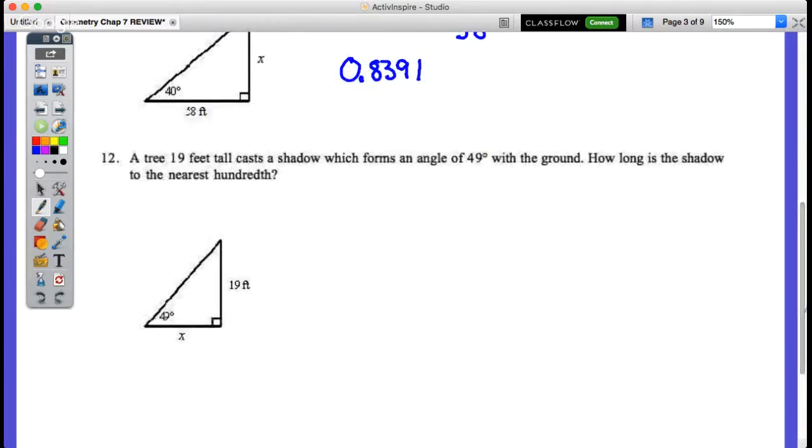Who wants to try number 12? Okay. Should I read it? Yes. A tree 19 feet tall casts a shadow which forms an angle of 49 degrees with the ground. How long is the shadow to the nearest hundredth? So what ratio are we using? Tangent. To set it up, it's opposite over adjacent. So what is the tangent of a 49-degree angle?